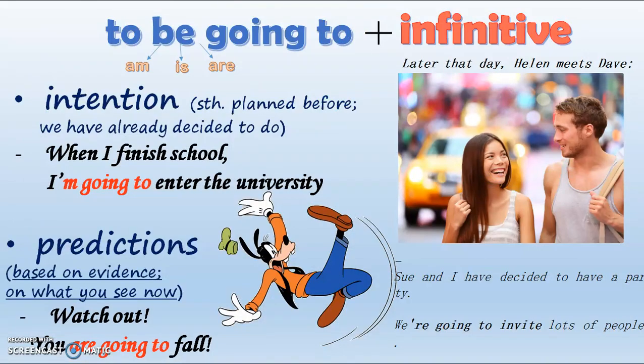The second form describing future actions or events is to be going to plus the bare infinitive. You all know that the forms of to be in present simple are am, is, and are. The first use is for intentions. Intentions are things we planned before or have already decided to do in our future. As in the example, when I finish school, I'm going to enter the university.